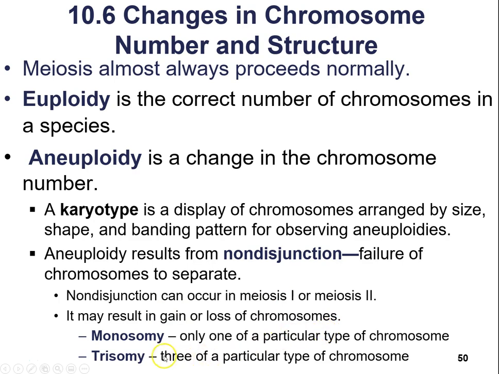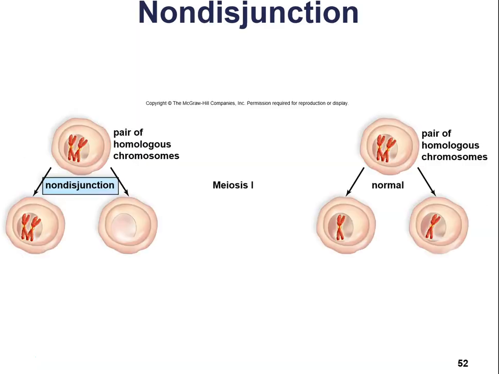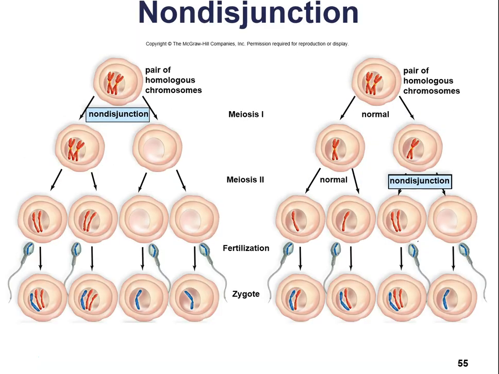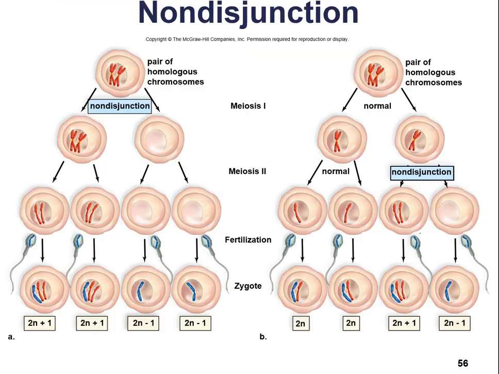Okay, there are some more terms here. Monosomy describes only one of a particular type of chromosome. So this means, say, chromosome 2, you only have one copy instead of two. Trisomy means you have 3 of a particular type of chromosome. So instead of having 2 copies, you have 3, an extra copy. Both are dangerous. All right, so this is going to show you this non-disjunction. We said that aneuploidy will occur due to non-disjunction during meiosis, okay?